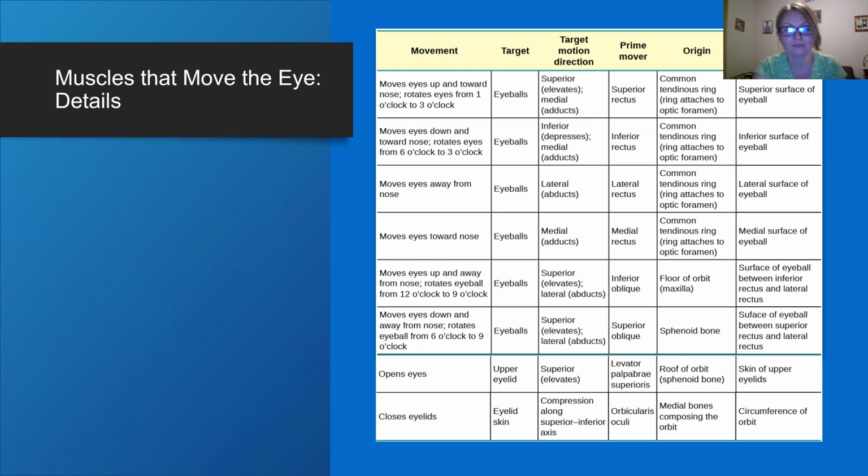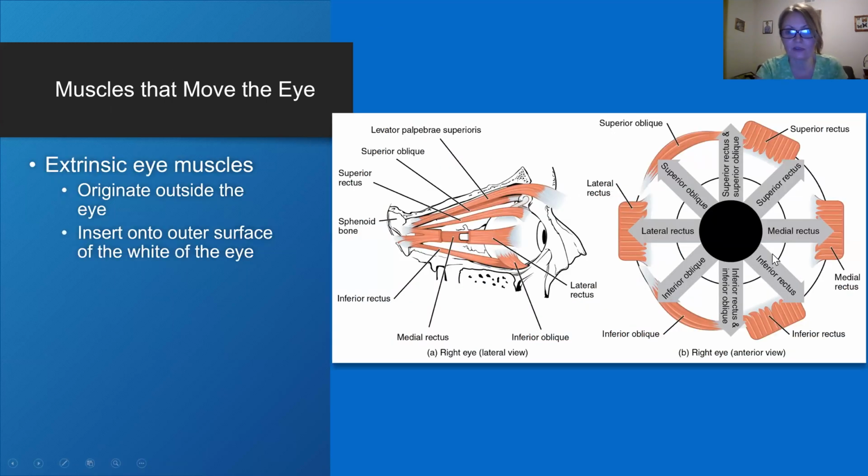And so at least remember these functions, right? And then if you look over here, I think the only stuff that is incorrect here, you see how superior rectus goes up, right? And superior oblique here should be inferior oblique. And here our inferior rectus and superior oblique.